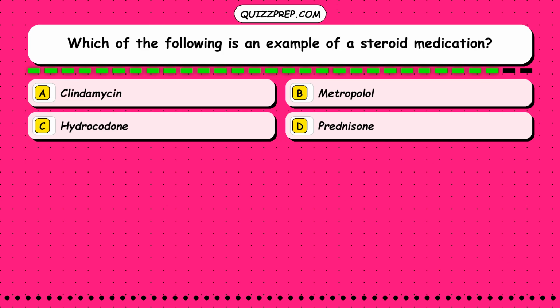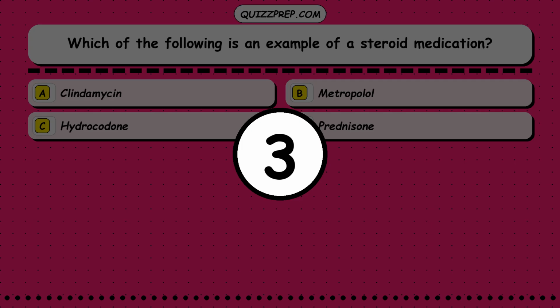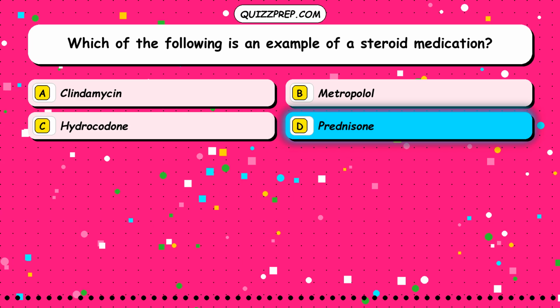Question 293. Which of the following is an example of a steroid medication? Option A, clindamycin. Option B, metoprolol. Option C, hydrocodone. Option D, prednisone. The correct answer is option D, prednisone.